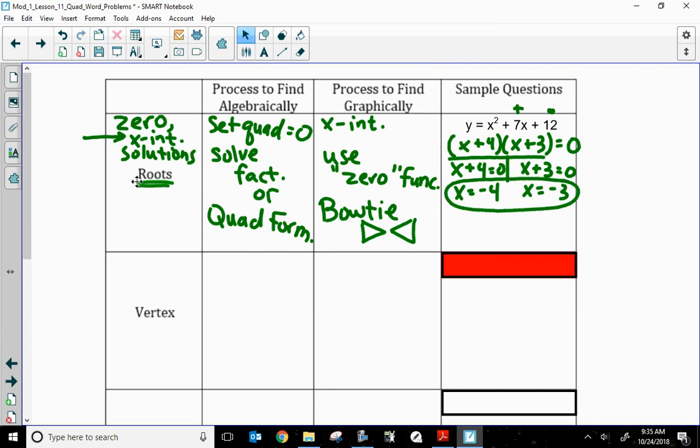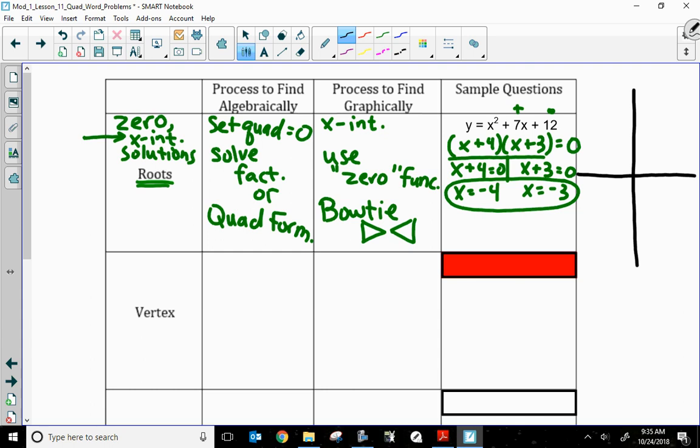All right? Now, if I were to graph this, here's negative 3, here's negative 4 on the x-axis. If I were to graph this, my parabola would go through both negative 4 and negative 3, because those are the solutions. That's how you know they're the solutions. It goes through those 2 points, negative 4 and negative 3. All right.